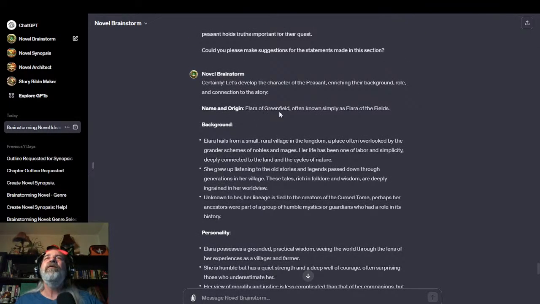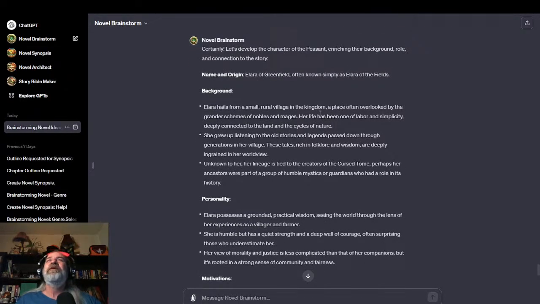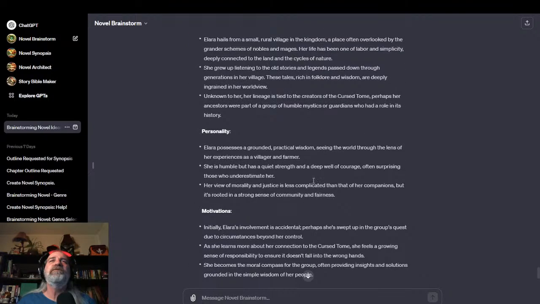Okay, and this is Alara of Greenfield, often known simply as Alara of the Fields. That is a very simple peasant. Royal village, often overlooked. Favors simplicity. Connected to the land, steeped in nature, she grew up listening to the old stories and legends passed down through generations. These tales, rich in folklore and wisdom, are deeply ingrained in her worldview. Unknown to her, her lineage is tied to the creators of the Cursed Tome. Perhaps her ancestors were a group of humble mystics or guardians who had a role in its history.